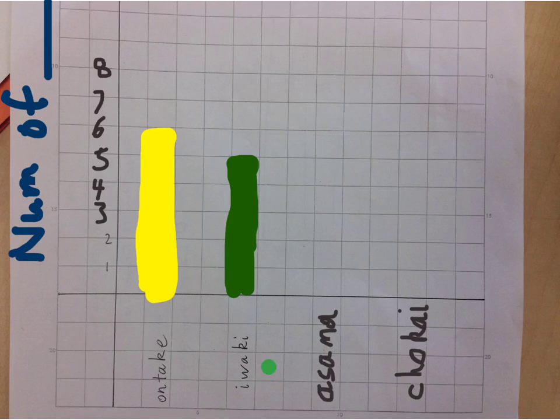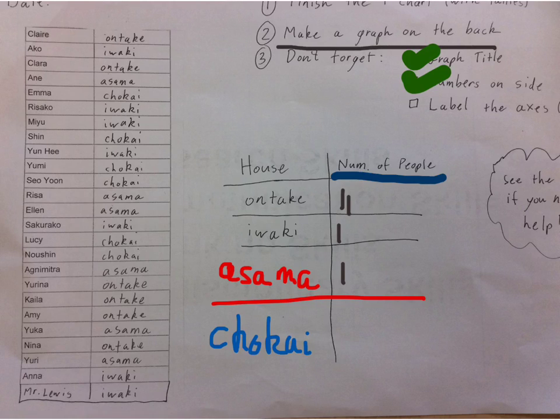And for this axis, you can put the label down below these, but what are these? Ontake, Iwaki, Asama, Chokai. Of course, those are the houses or Seisen houses, so you can label this part down here Seisen houses or something like that. So that's how you label the 2 axes here. And then if you've done that, check that off your list too. And that's all for tonight. Thanks.